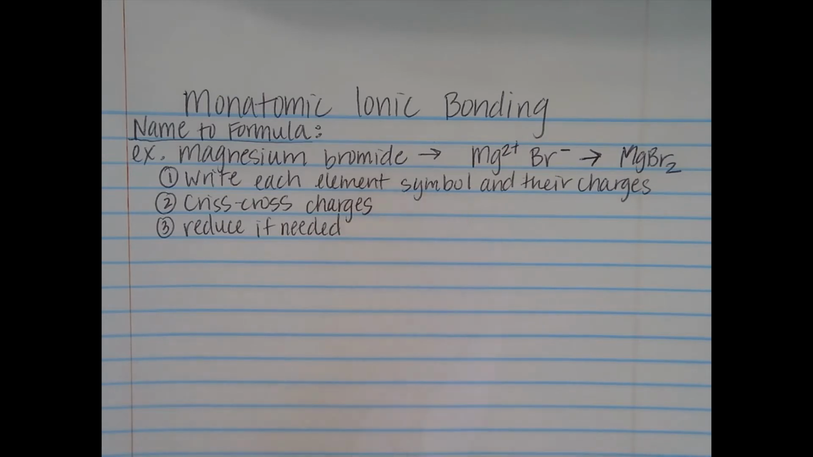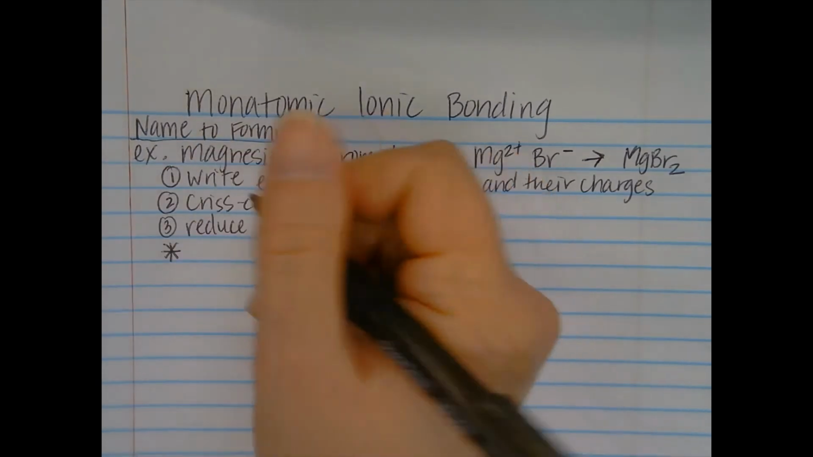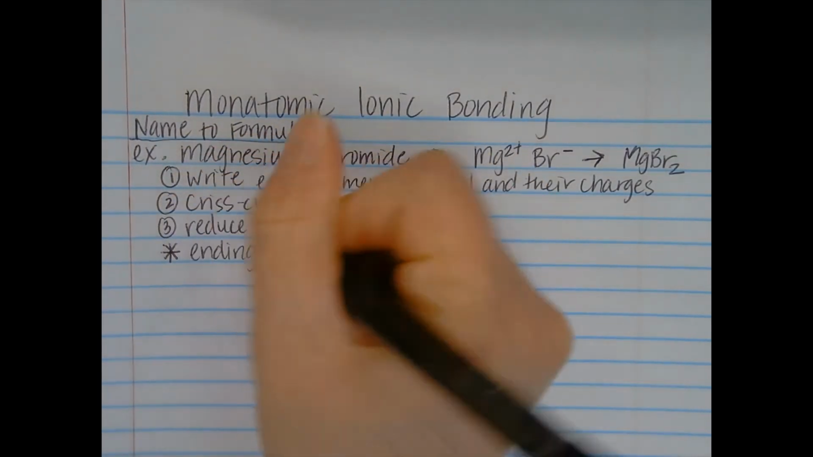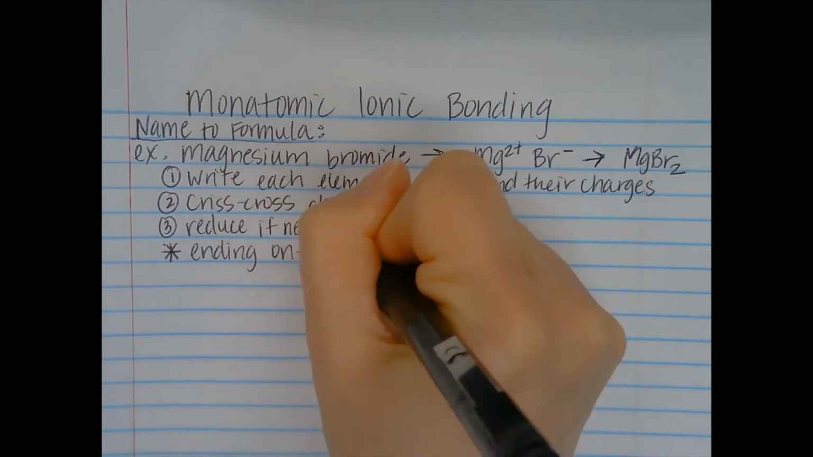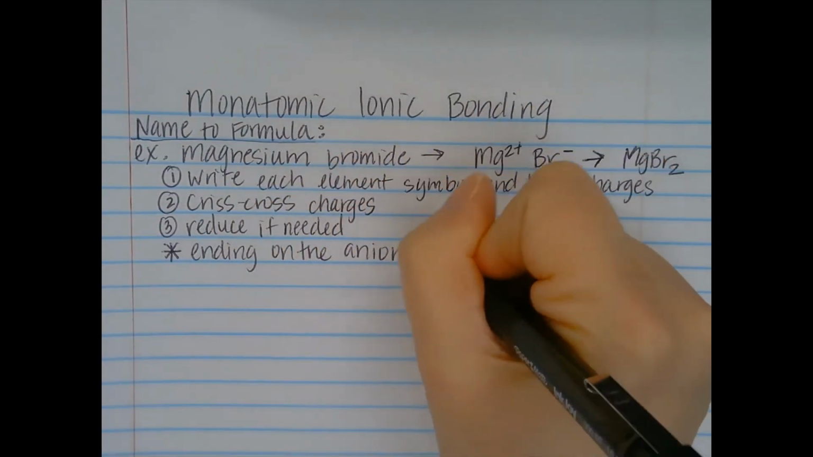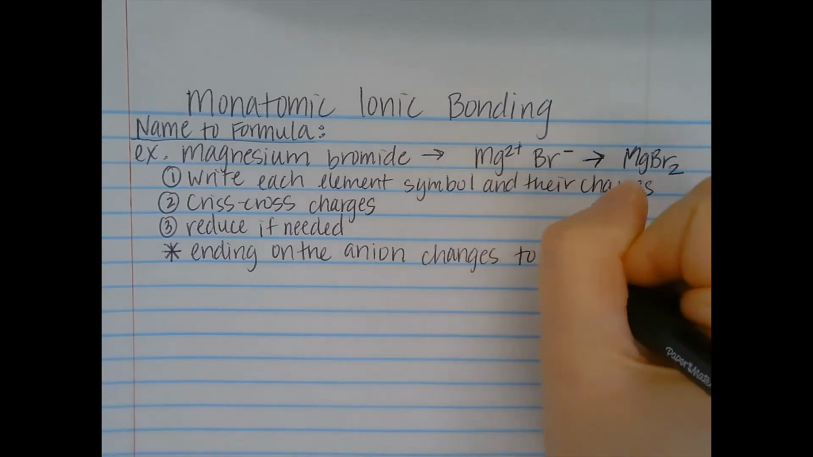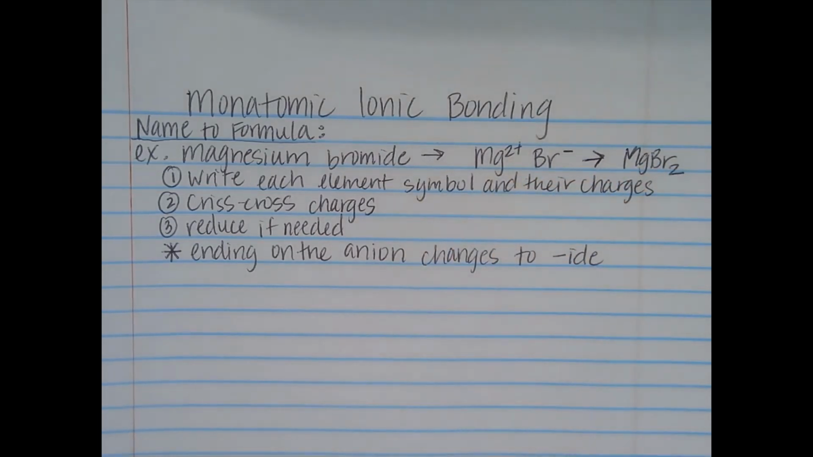It's just the name. Okay, one quick note that I want you to make, just a little star, is that the ending on the anion, meaning the negative one, changes to "ide" today. So chlorine becomes chloride, bromine becomes bromide, oxygen becomes oxide, sulfur becomes sulfide, and so on and so forth. The ending of the anion will change to "ide." Your cation is going to stay the same. Magnesium is still magnesium. Calcium will be calcium. But the ending on the anion will change.